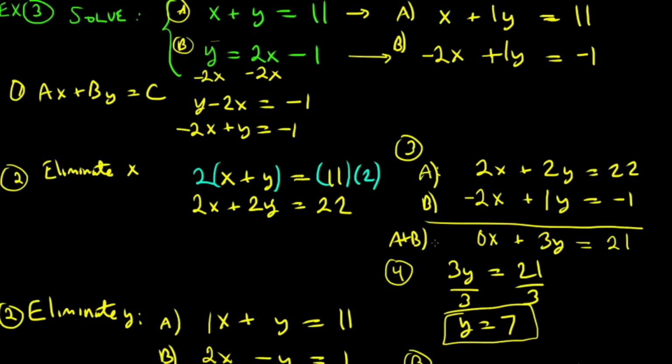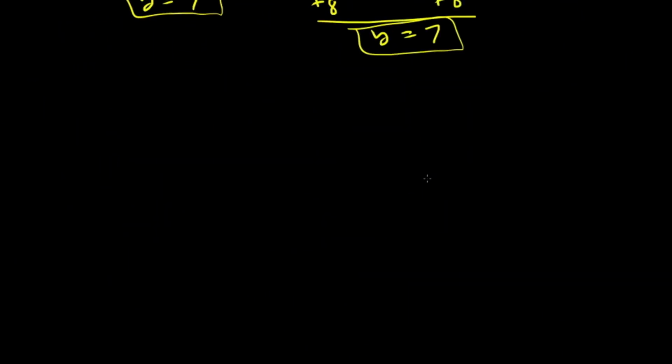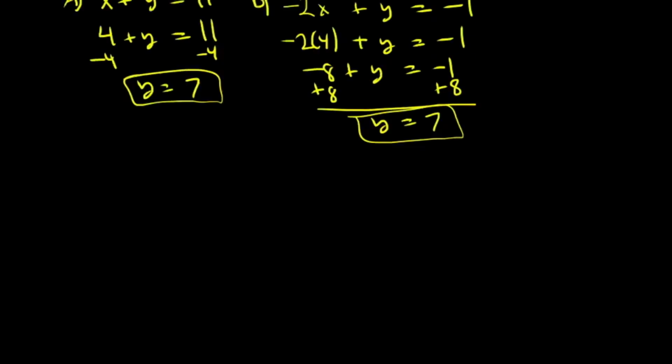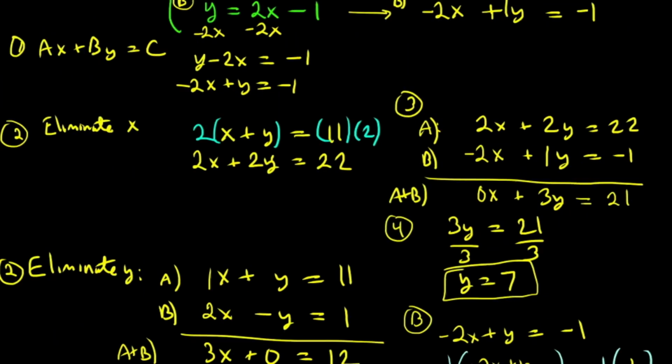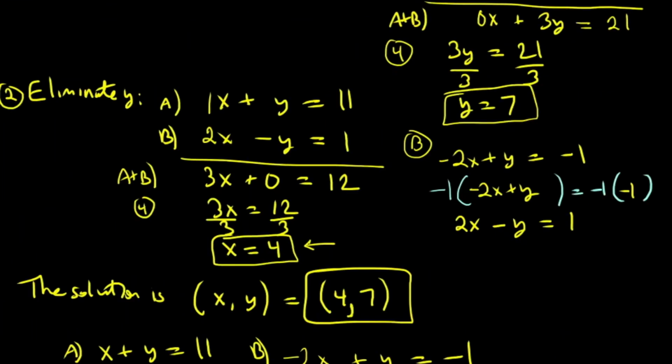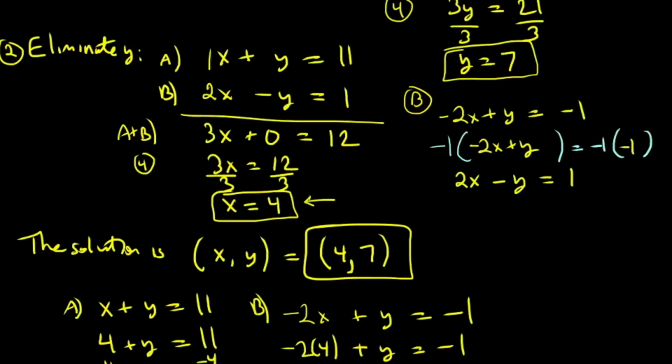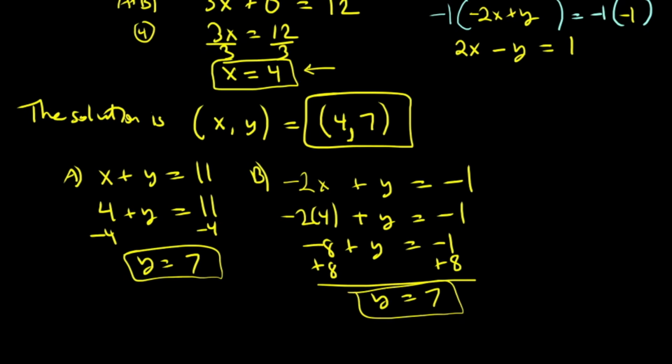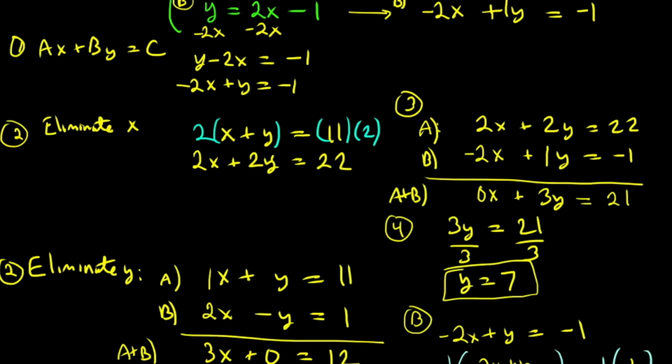All right, let's do another one. Oh wait, actually, before we do another example, we should probably mention what this solution really represents here. The x equals 4, y equals 7.